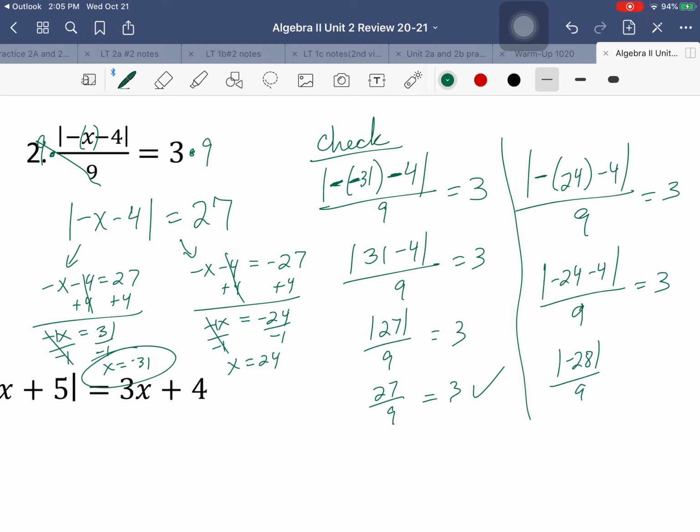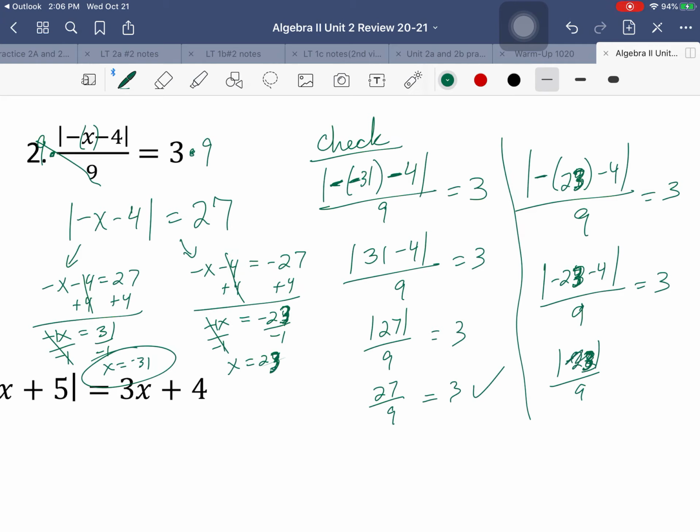What did I just... Did I do something wrong? Oh, I did something wrong way back at the very beginning. That should be 23. Oh man, I hope you guys are yelling at me. That should be 23. My bad. So that should be 23 inside. That would have been tragic. I noticed because 28 divided by 9 does not work out very nicely. And so that should be a negative 23.